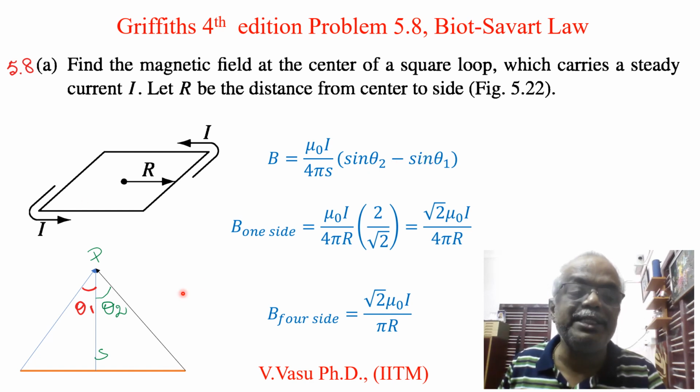Now you apply the same thing for the square loop. This consists of four wires actually. We will take one side, first this side. It makes an angle from the center to the vertices, theta 1. This is theta 1. And I will use a different color. From here to here, that is from the center to the vertices, here it is theta 2.